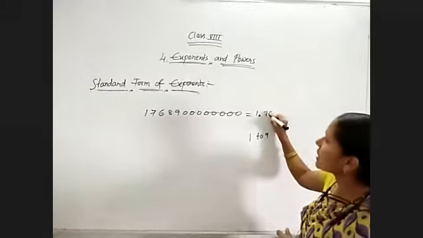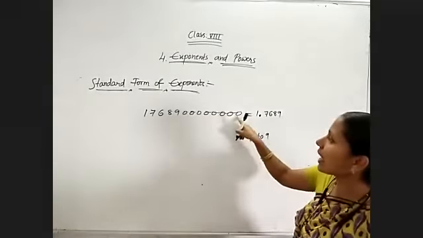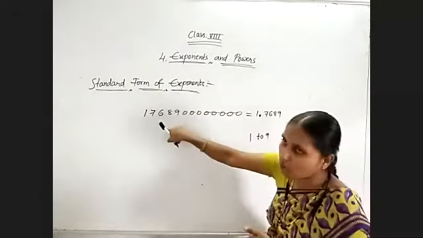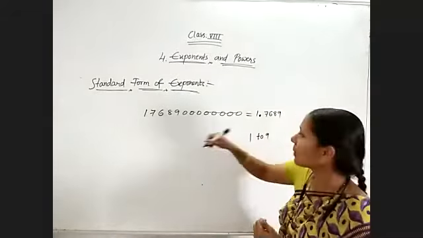4 digits I have. And how many zeros are there? 1, 2, 3, 4, 5, 6, 7, 8. 8 plus these 4 digits, completely 12, into 10 to the power of 12. This is the standard form of this number.